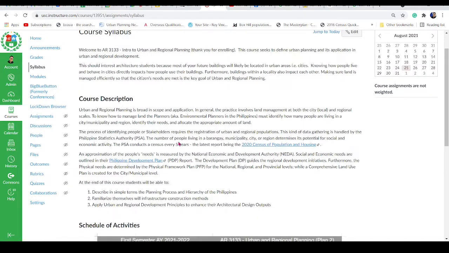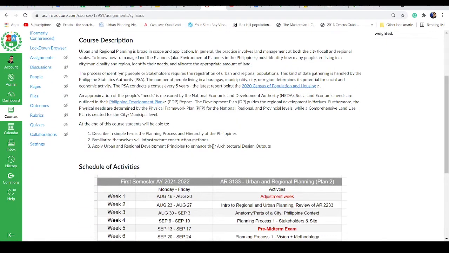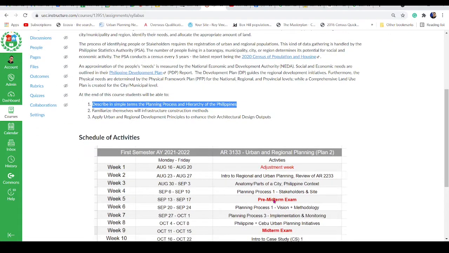So over here, really highlighting the objectives of this course. At the end of this course, you should be able to describe, at least in simple terms, the planning process. When I say planning, I mean urban planning and regional planning, and the hierarchy of planning in the Philippines. We'll spend a couple of weeks on this. This will be the target, at least until pre-midterms.